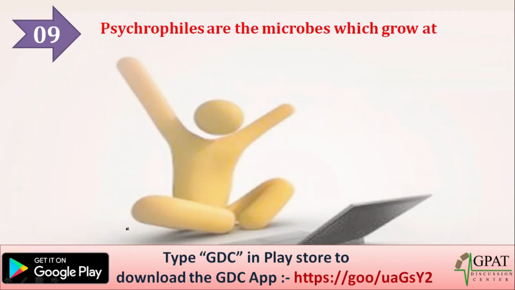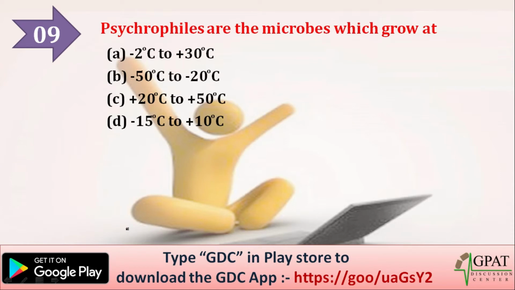So moving on to the next question. Psychrophiles are the microbes which grow at, and the options are option A minus 2 degrees Celsius to plus 30 degrees Celsius, option B minus 50 degrees Celsius to minus 20 degrees Celsius, option C plus 20 degrees Celsius to plus 50 degrees Celsius, option D minus 15 degrees Celsius to plus 10 degrees Celsius. At which temperature do the psychrophile microbes grow? Option D is the right answer, that is minus 15 to plus 15 degrees Celsius.